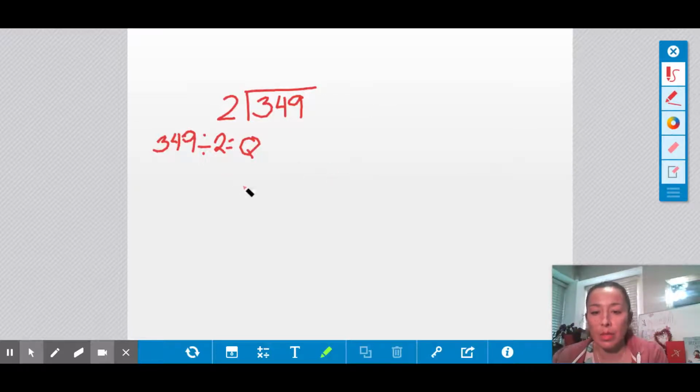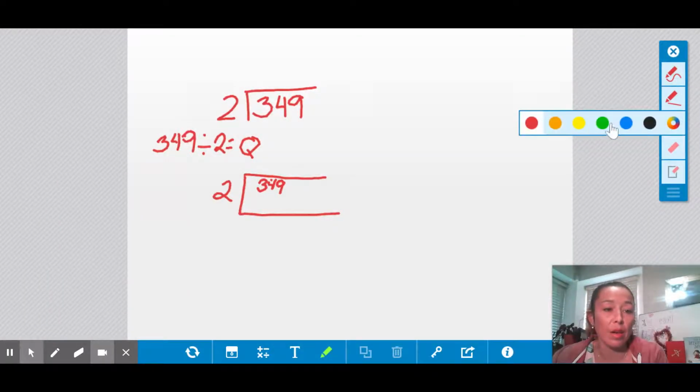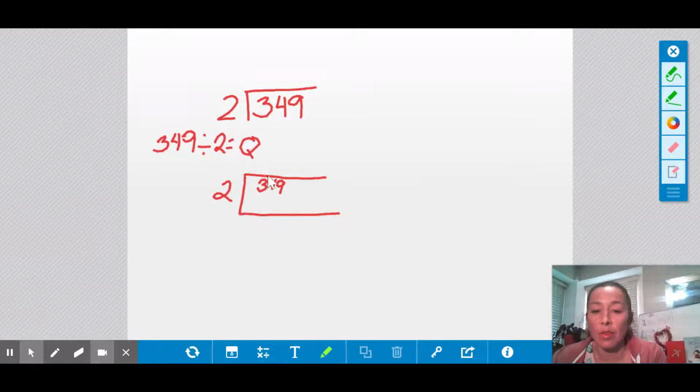So this is how you would do this. You would actually draw a bit of an area model. We know we're dividing by 2. We're trying to figure out what the quotient is, and that will go on top. But we write the entire dividend, 349. And then we use the same strategy we've been using, where we think of some friendly numbers that'll help me build up to that 349.